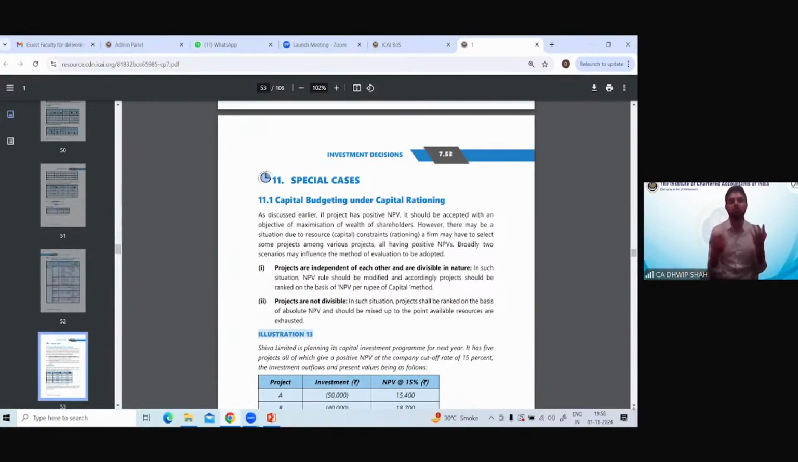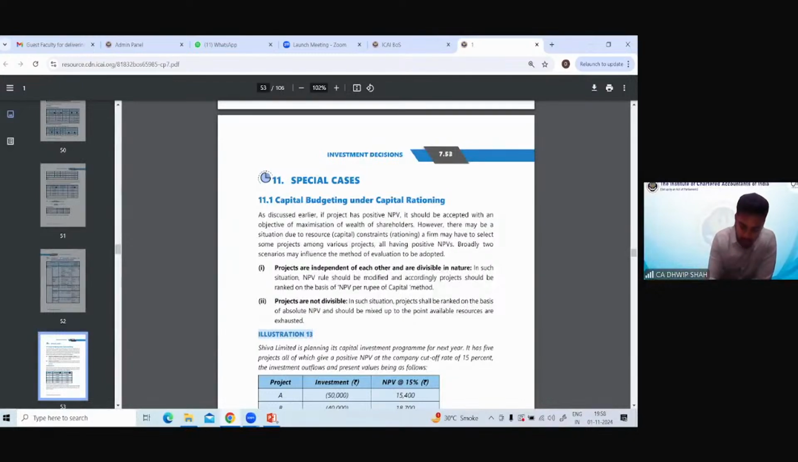Why? Because पैसों की कमी है. We don't have enough resources. We don't have enough capital. So in that case, how to make the investment decision? In that case, which projects to be selected? Which projects to be left out? That we will learn now.